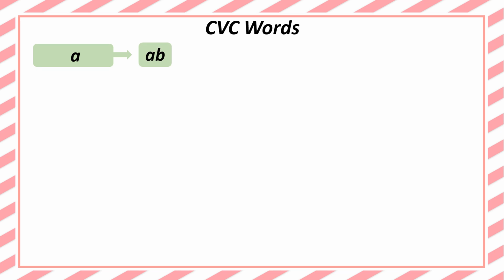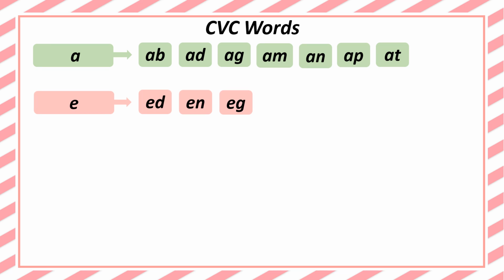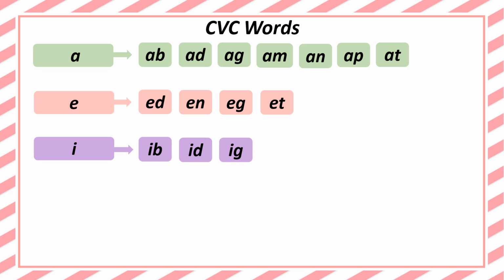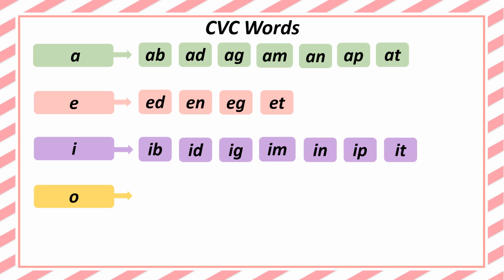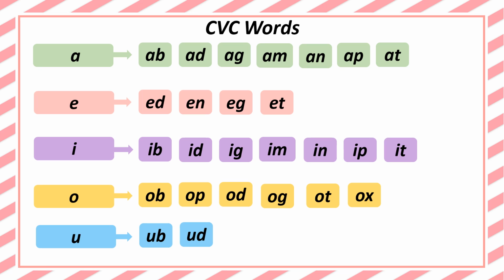A: ab, ad, ag, am, an, ap, at. E: ed, en, egg, et. I: ib, id, ig, im, in, ip, it. O: ob, op, odd, og, ot, ox. U: ub, ud, un, up, ut.